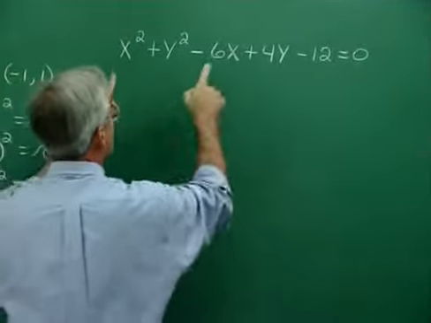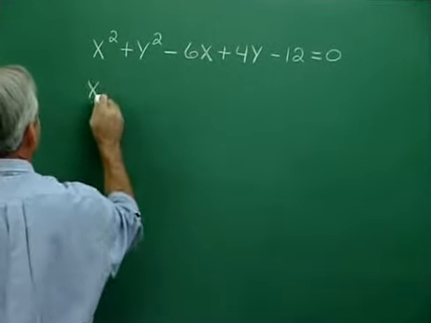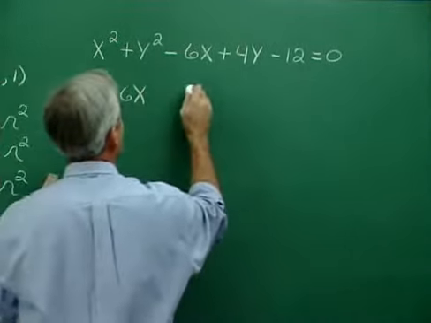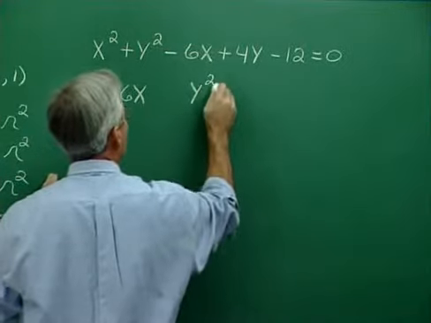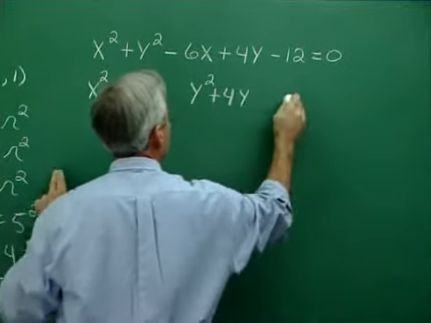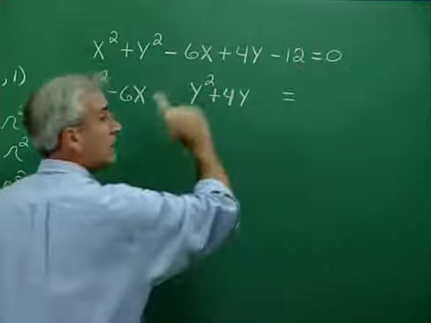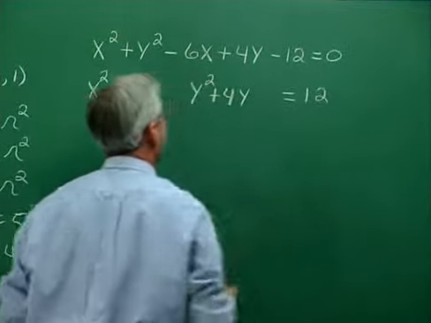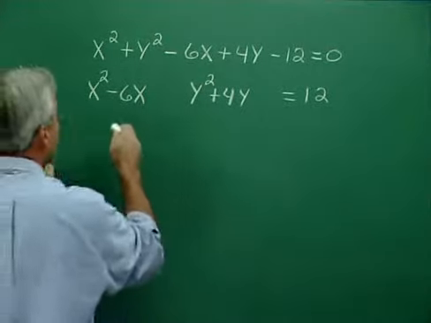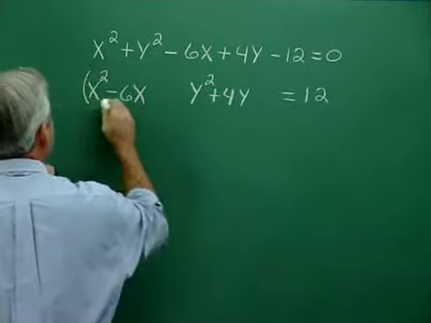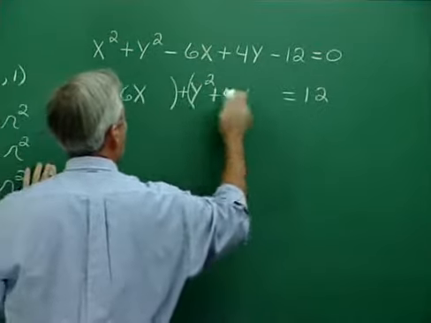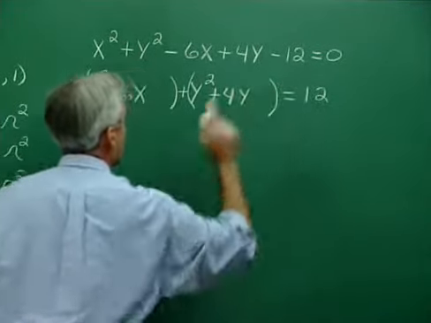We put the terms involving x next to one another. We leave a space, put the terms involving y next to one another, leave a space, put our equal sign, and kick the constant to the other side. We're adding 12 on both sides to get this. All right, here's how we're thinking about the problem. We're thinking, okay, here are our terms involving x. Here are our terms involving y, and there's our constant.